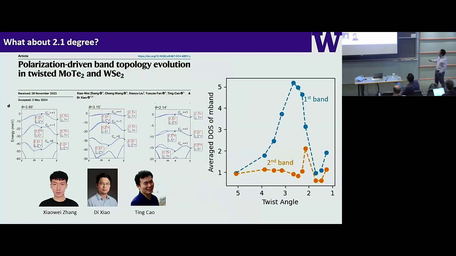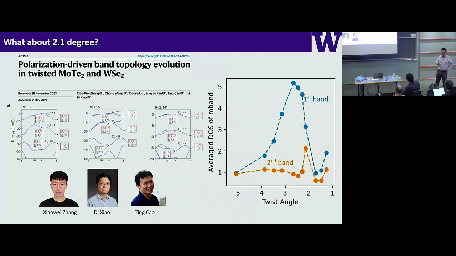You see the density of states of the first band peaks within a range of twist angle between 2 to 3-ish. They're large. So there's no magic angle. But if you look at the density of states of the second band, actually there's a magic angle near 2 degrees. So he was very excited. He told me I should work on these 2.2 degree-ish samples.